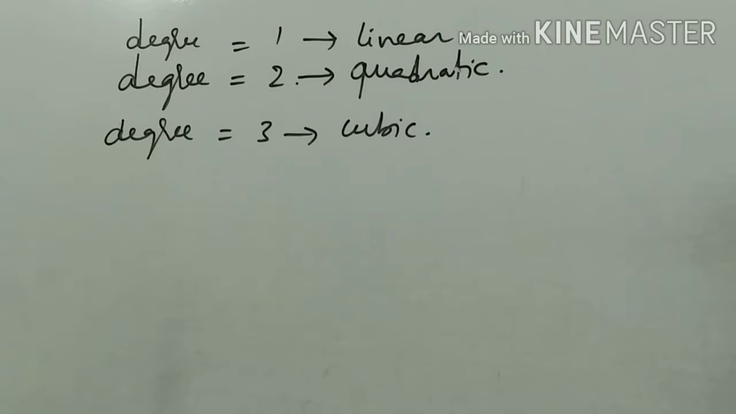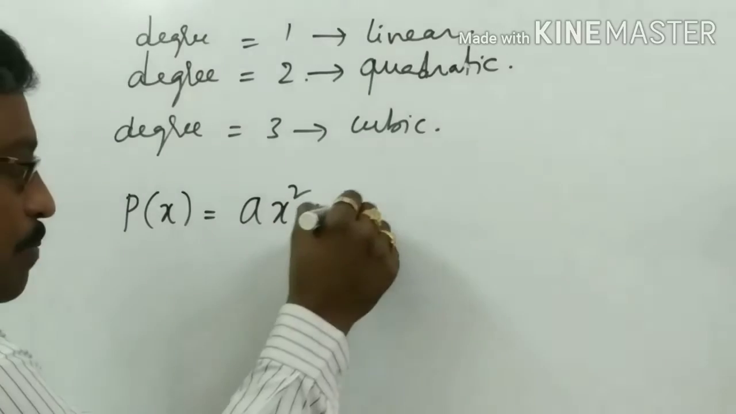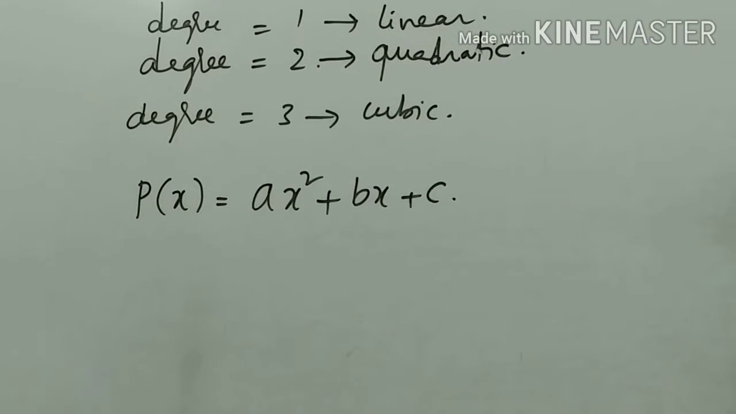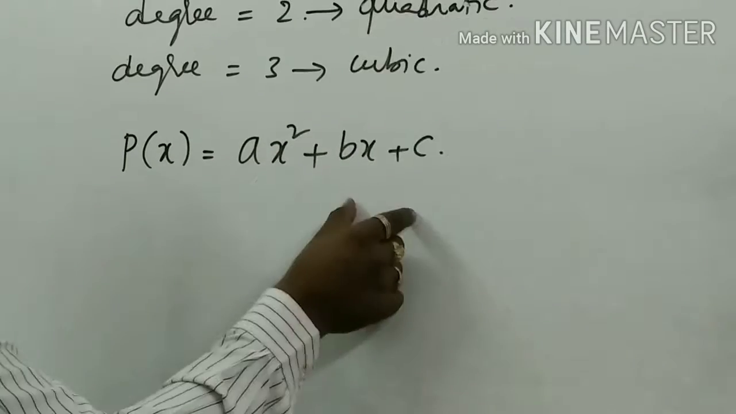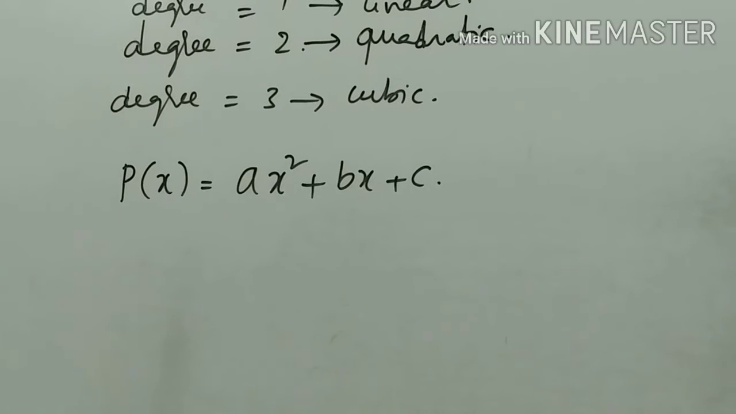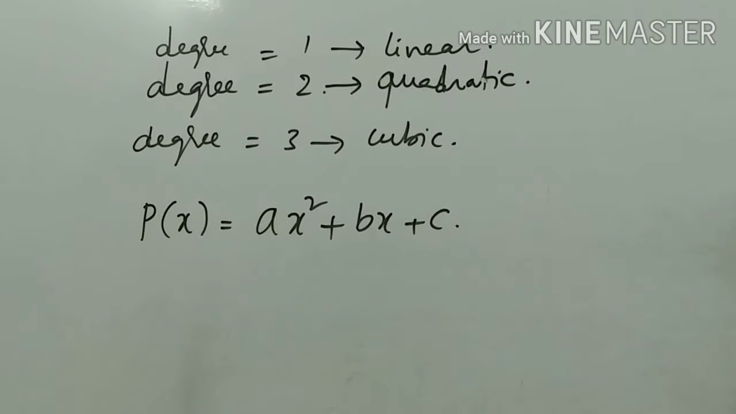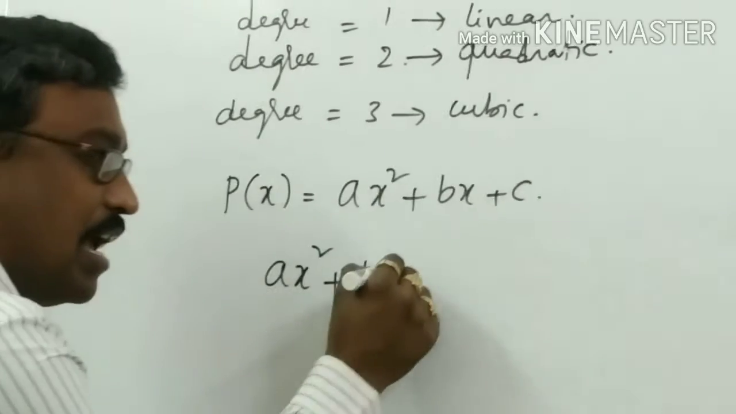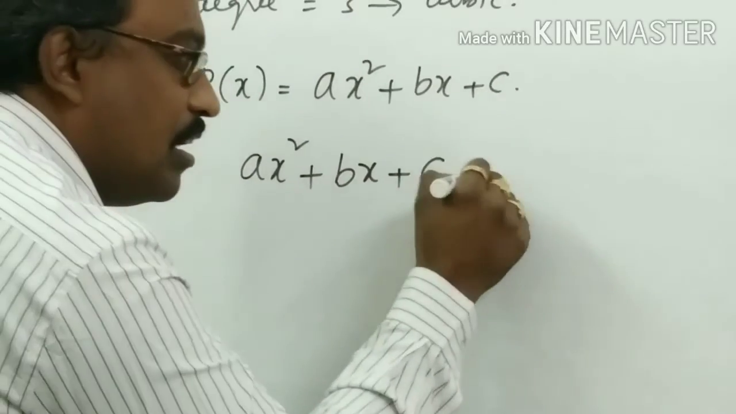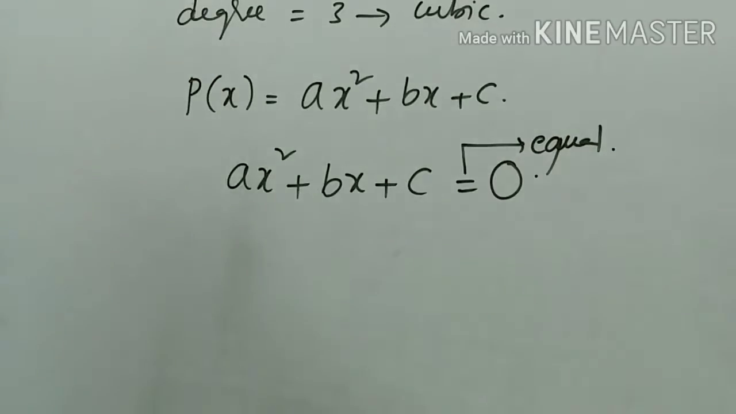A polynomial whose degree is 2 is nothing but ax square plus bx plus c. Degree 2 means it is a quadratic polynomial. But our chapter name is quadratic equation. Equation means ax square plus bx plus c is equal to 0. This equal symbol gives you the equation.